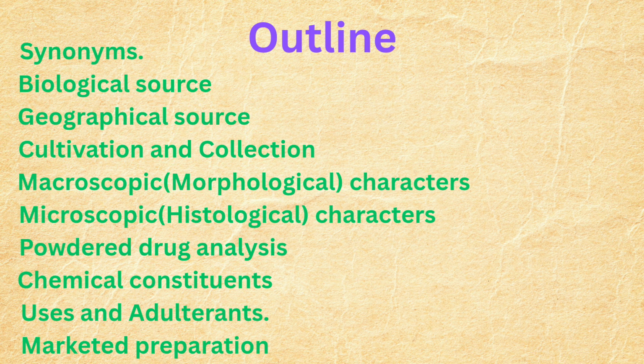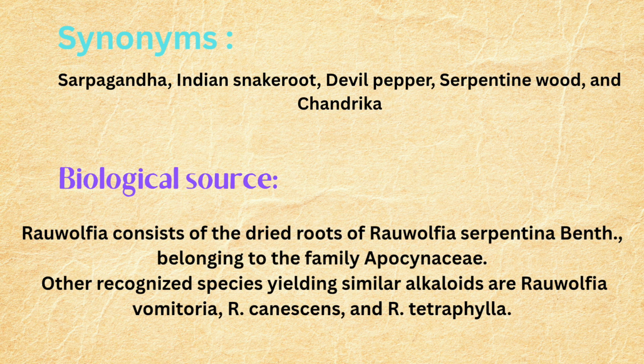The outline for the drug Rauwolfia is synonyms, biological source, geographical source, cultivation and collection, macroscopic or morphological characters, microscopic characters, powder drug analysis, chemical constituents, uses and adulterants, and marketed preparations. So let's start the topic with the synonyms of Rauwolfia. Synonyms are Sarpagandha, Indian snake root, devil pepper, serpentine wood, and Chandrika.